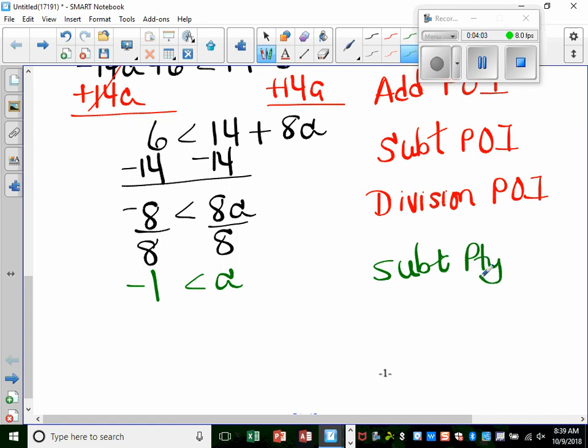Now, again, I want my variable written first, so that means I'm going to flip the sign, and then I'm going to put it in set builder notation. Okay, you don't really need to write anything for that. All right, any questions so far?